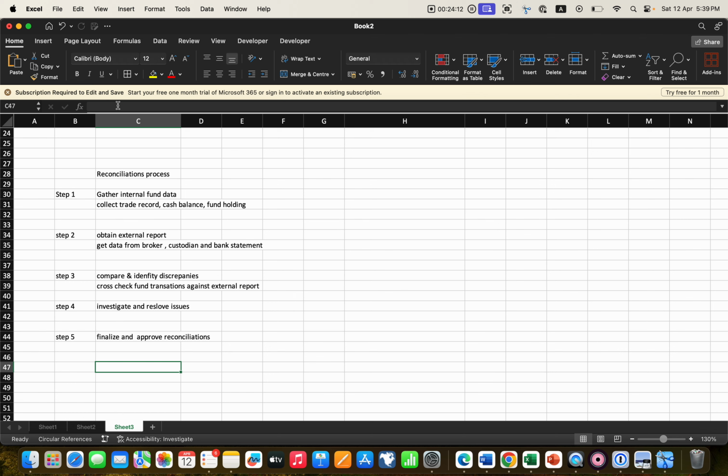To resolve this, we have to connect with the broker, confirm the trade details and adjust the record accordingly. Without proper reconciliation, such errors would impact the NAV and investor return as well. So this is how things will be done.